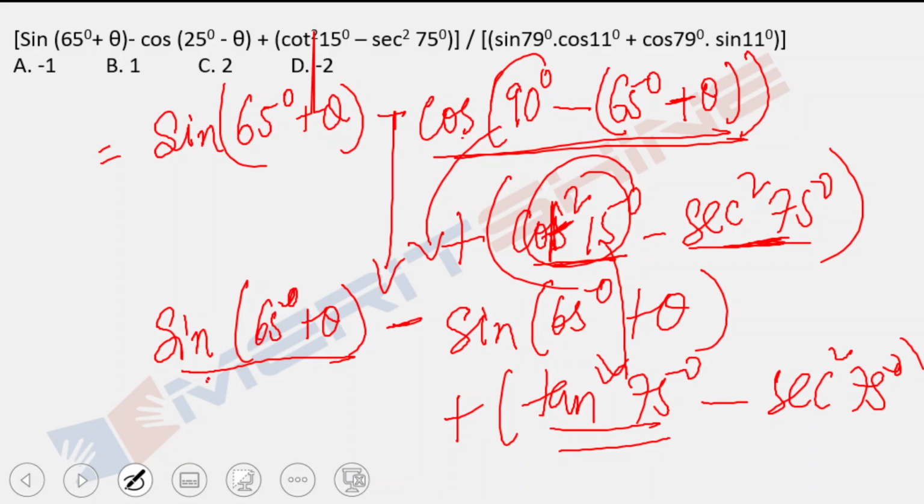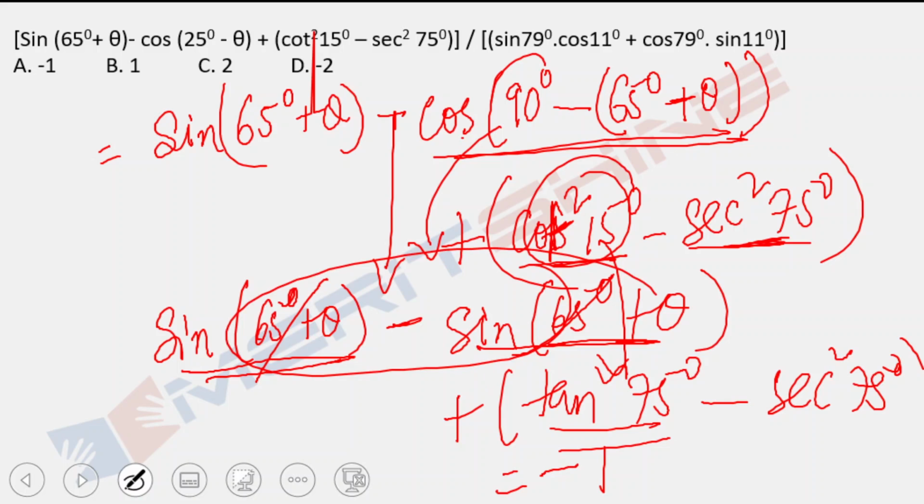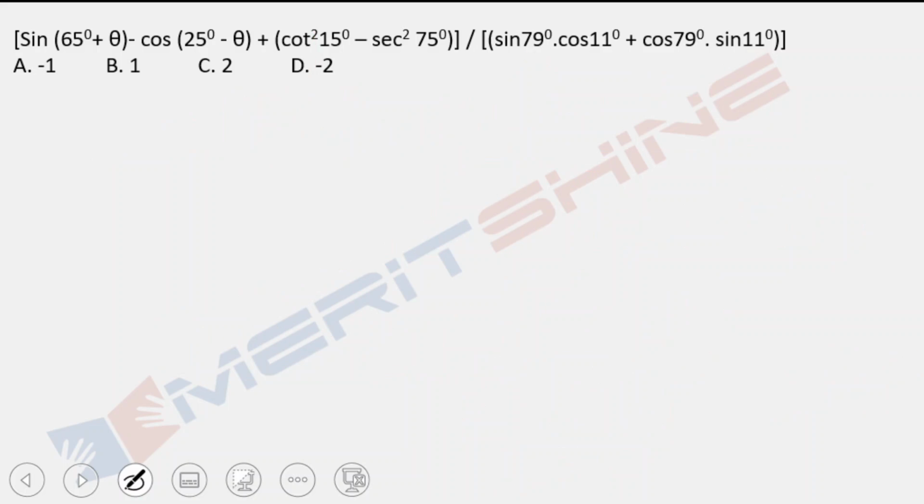So I have sin of 65 degrees plus theta minus sin of 65 degrees plus theta, which cancels, and here I have tan square 75 degrees minus sec square 75 degrees. So this is the sec square theta minus tan square theta form, but multiplied by minus. So I can write minus 1. So this becomes 0, 0 minus 1, minus 1. So my numerator becomes minus 1.